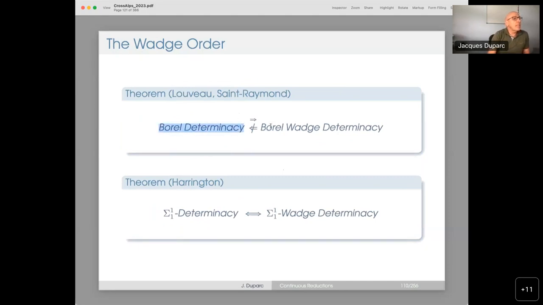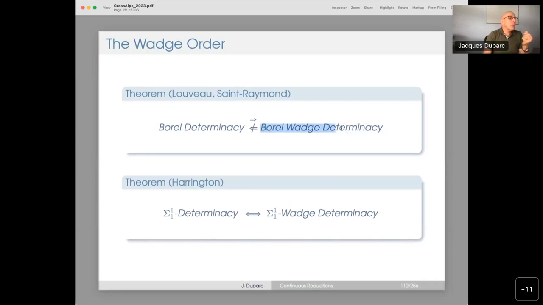Borel determinacy implies Borel wedge determinacy. So this implication up there is completely an exercise. For the other direction, people thought that maybe you had equivalence between the two. At least that's what Louveau told me. And this came from the fact that in '78, Harrington had proved that Sigma 1-1 determinacy, so the determinacy for the Gale-Stewart games where you had analytic sets, was equivalent to Sigma 1-1 wedge determinacy. So determinacy for the wedge game when you have analytic sets. And people thought that maybe you still had this equivalence between Borel determinacy and Borel wedge determinacy.